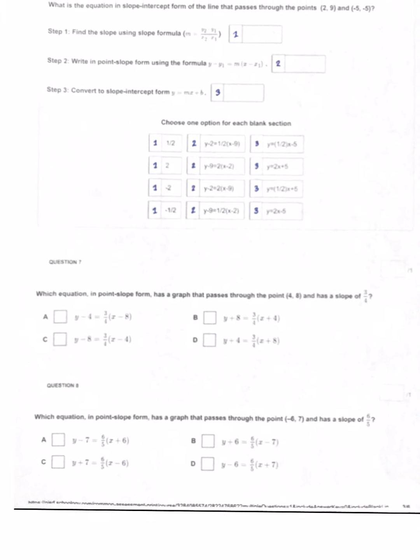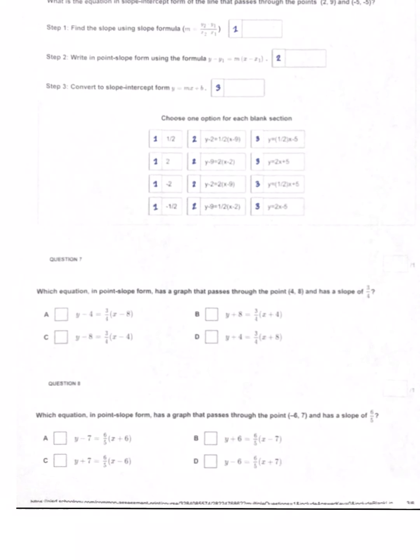Number 7. Which equation in point-slope form has a graph that passes through the point (4, 8) and has a slope of 3/4? So here we do y minus 8 is equal to 3/4 times x minus 4. So which one is that? So I look around and that's going to be C for this one.